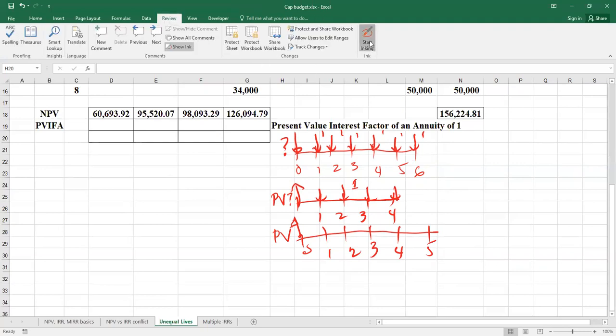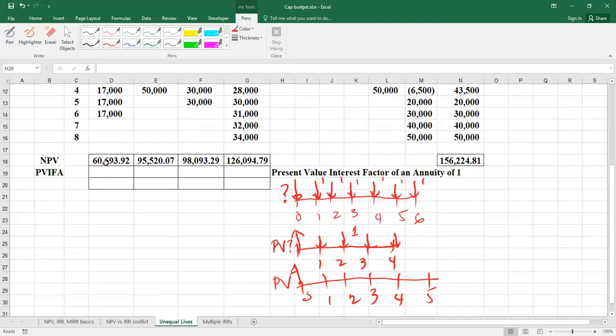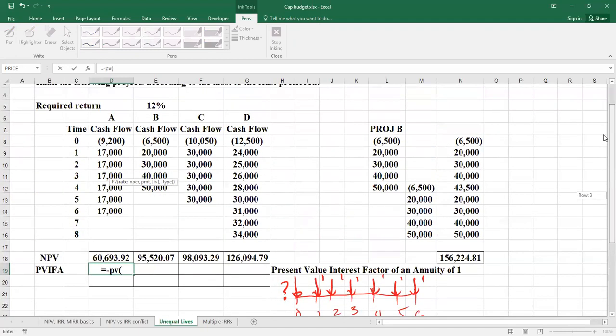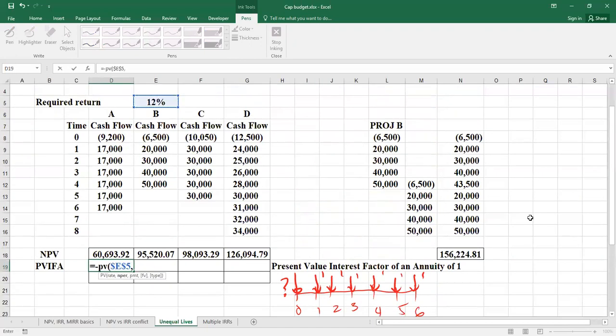So madali lang yon, alam natin yan. So sa Excel, it's just is equal to negative PV, present value. Gawin natin negative para maging positive the answer. Ang rate natin is pare-pareho, it's 12%. Fix natin to. N-per, ano yung N-per natin? Yung sa time, sir. So dito, bigyan natin dito, no? N-per natin, pwede natin gawin ganito. Ang N per ni A ilan? 6 siya, di ba? Si B, 4. Si C, 5. Ito 8.